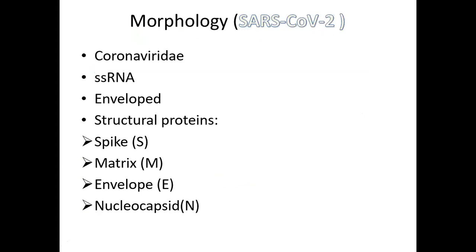Now coming to the morphology of the SARS coronavirus 2. It belongs to the Coronaviridae family, and it is a single-stranded RNA virus, and it is enveloped. It contains different structural proteins: the spike proteins (S proteins), the M proteins for matrix, the E proteins for envelope, and the N proteins for nucleocapsid. So these are the different antigens present in the structure of SARS coronavirus 2.